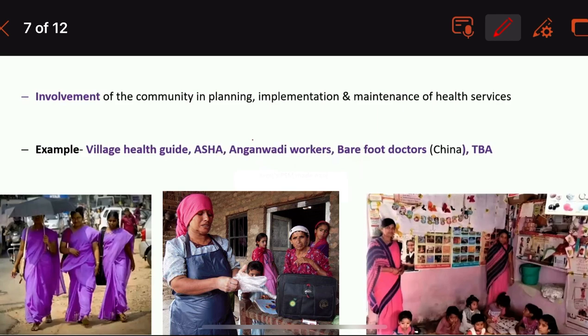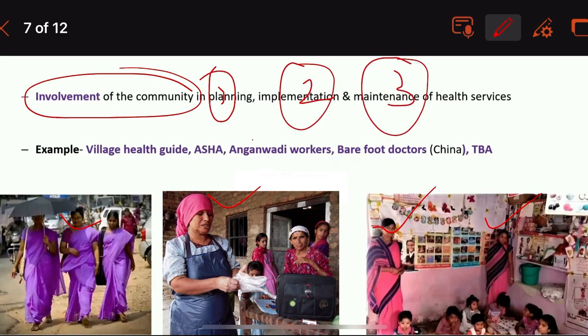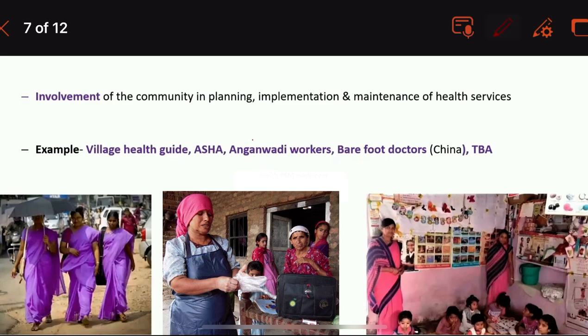So in the community participation, we are focusing on the involvement of the community. We want the community people to get involved in the planning, the implementation, and the maintenance of the health services. One approach that has been comparatively successful in India is the use of village health guides and the trained dais. These village health guides will be selected by the local community and they will be trained locally. These health guides are selected by the community people.